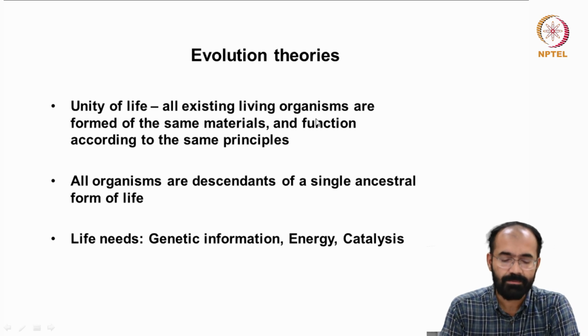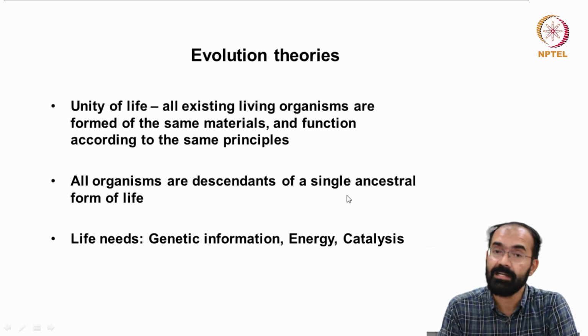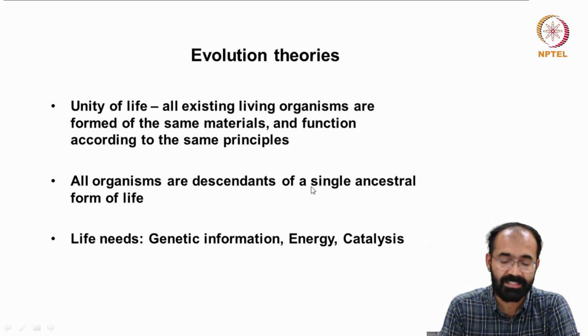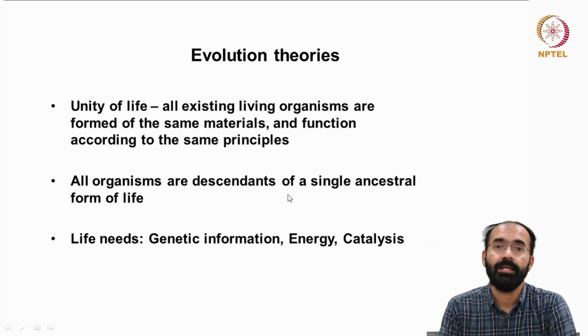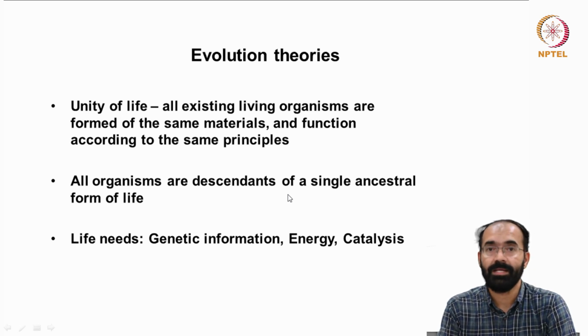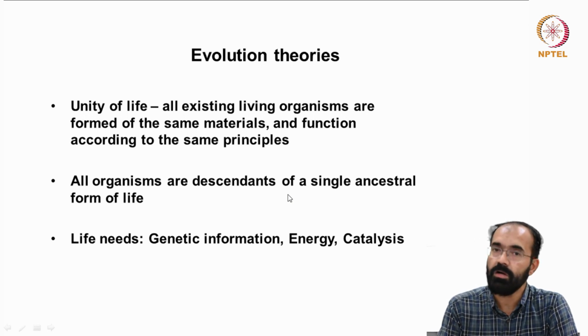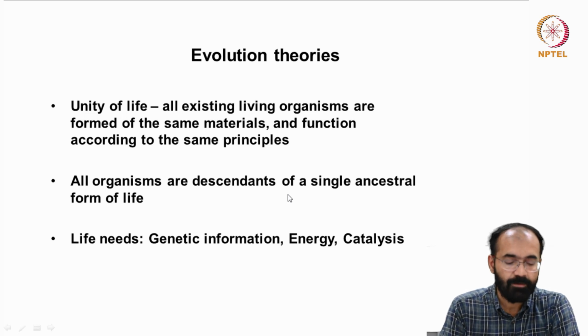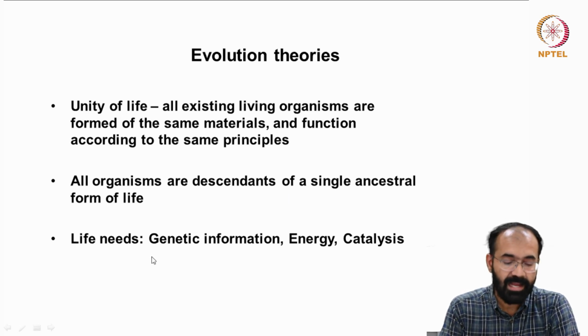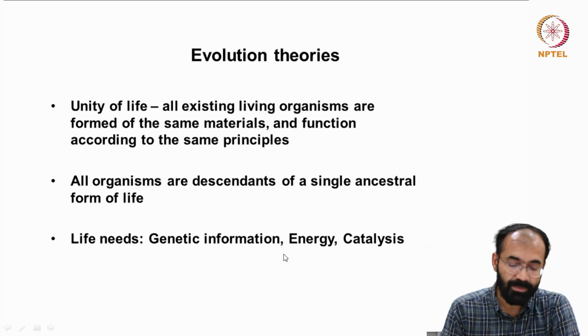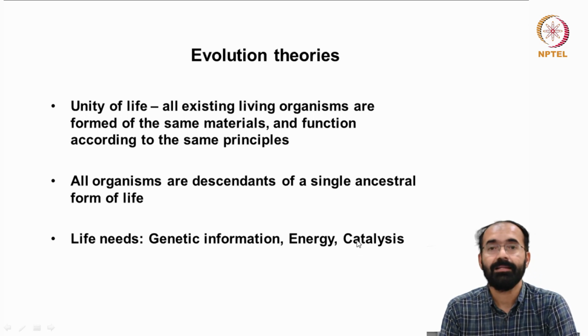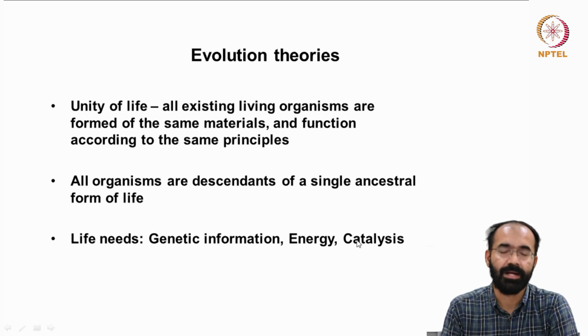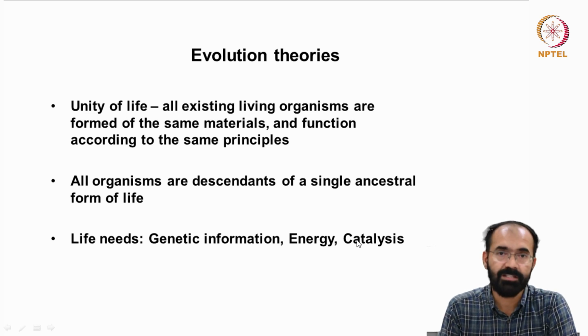And all organisms are descendants from a single ancestral form of life. Darwin also says this, and various evolution theories also say there is no way every organism was formed independently. Of course, they evolved independently, but the so-called life form must have originated in one form. And what are the needs of life? Life always needs genetic information, then energy and catalysis. So these are the three fundamental requirements for the propagation of life.